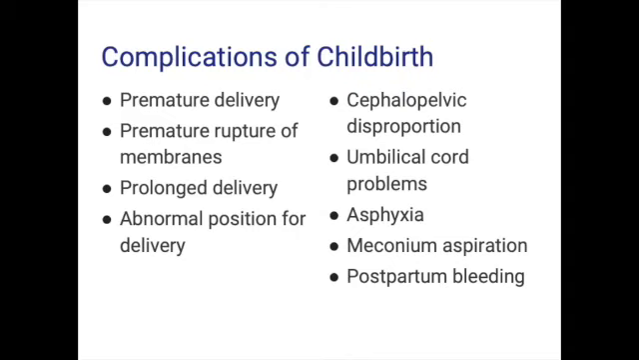A prolonged delivery: both mother and baby are at risk for other complications. Abnormal position for delivery: baby can be injured and the uterus may rupture. Sometimes the position may be corrected. If not, the baby may be surgically removed. Cephalopelvic disproportion: baby's head is too large to pass through the mom's pelvic bones. Baby is then surgically removed.